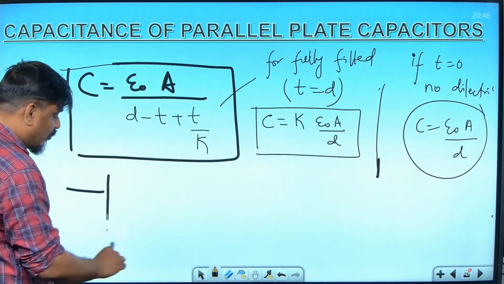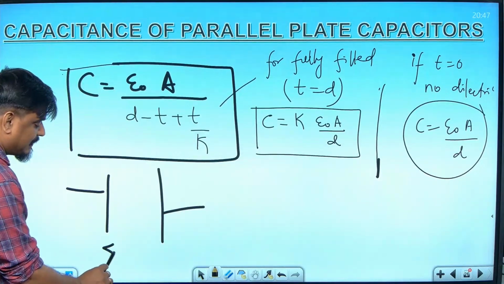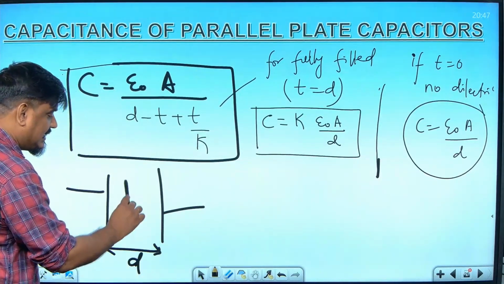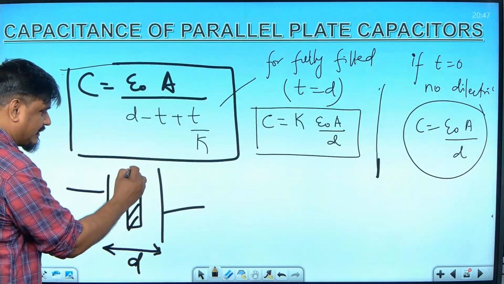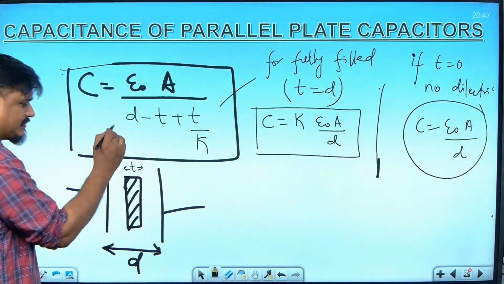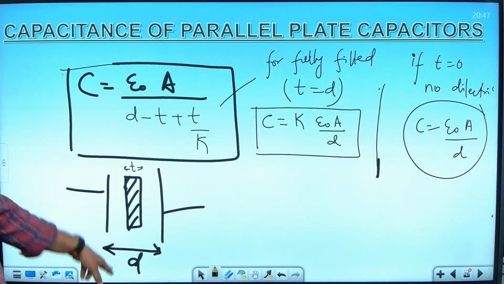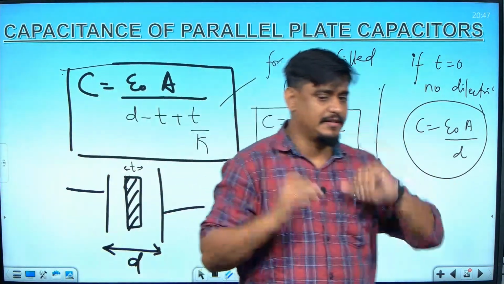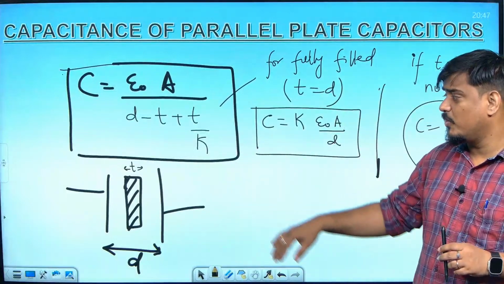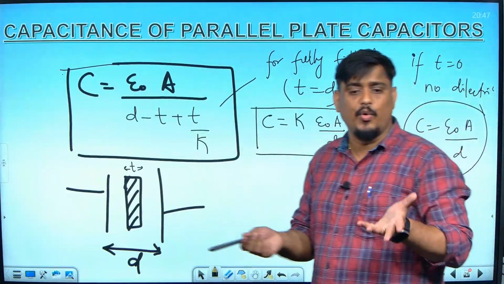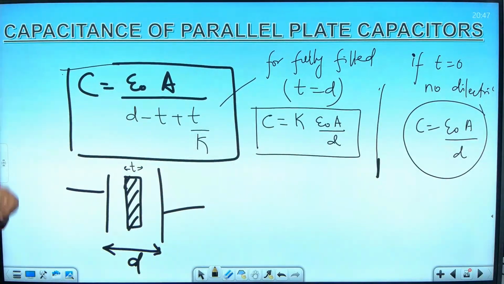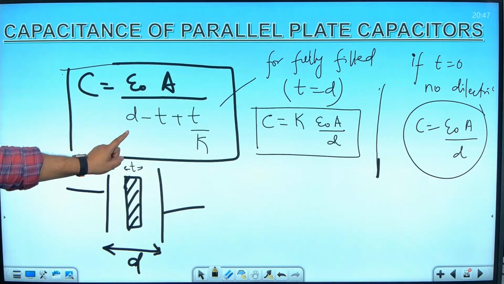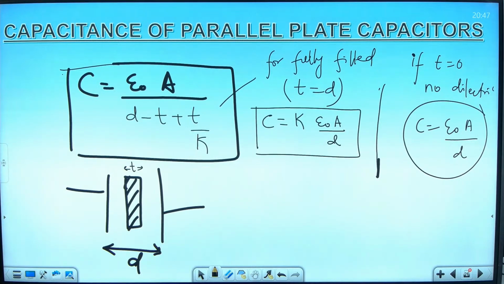I hope you know that D is the distance between the plates and T is the thickness of the dielectric. If I am having thickness as T, this is T. If T becomes D, it becomes a fully filled dielectric. If T is 0, it means it is having no dielectric. So, for all the cases, we have the value of capacitance. If you know this formula, the derivation is also important. In the board examination, this derivation also comes. Please go through that also.